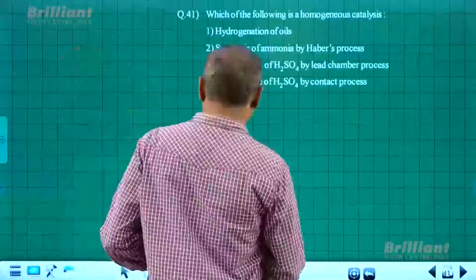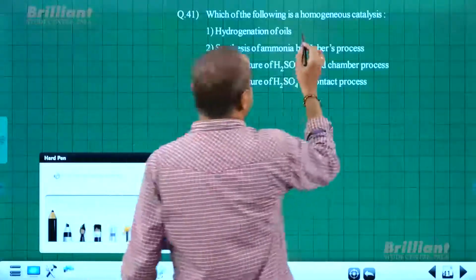So all negative values. Homogeneous catalysis. What is the meaning first?